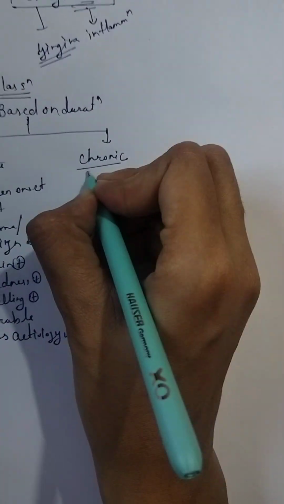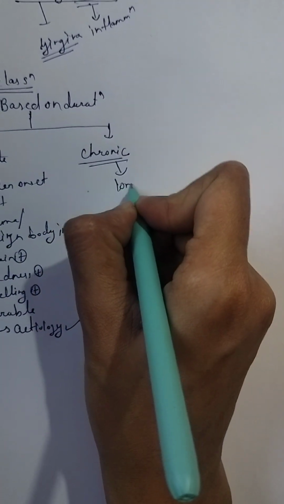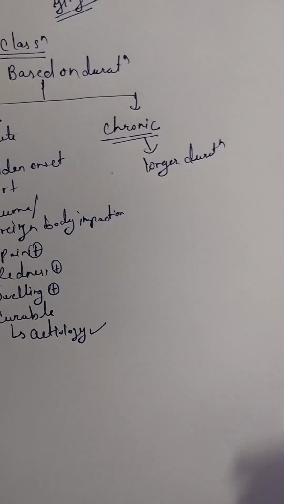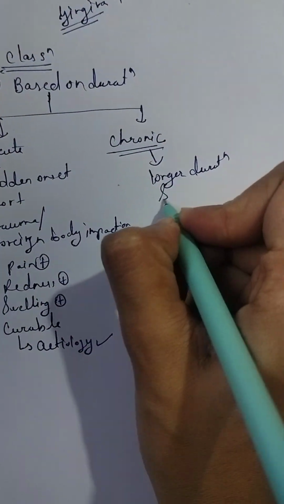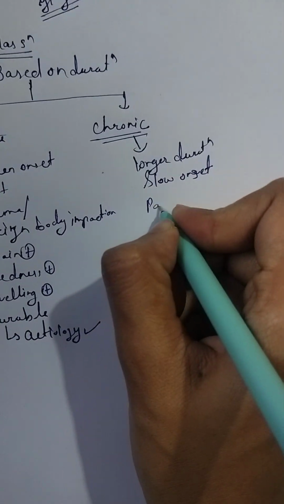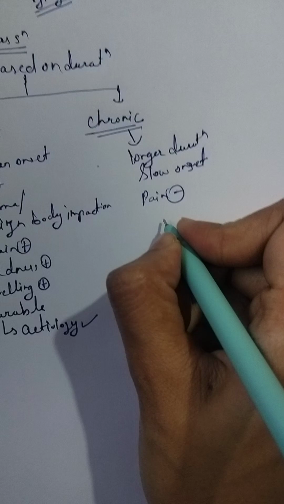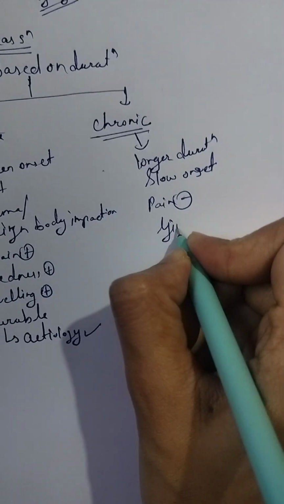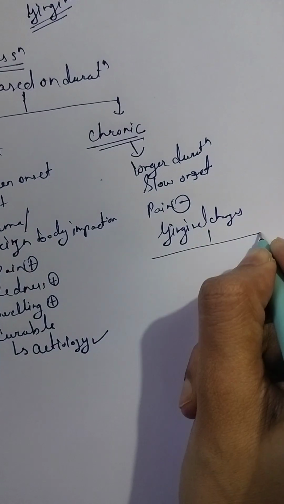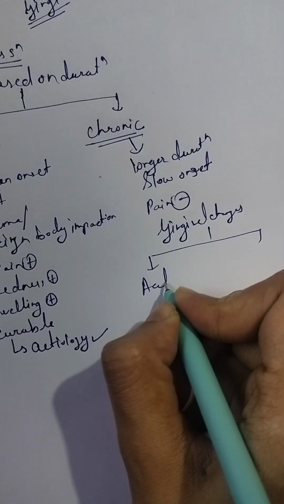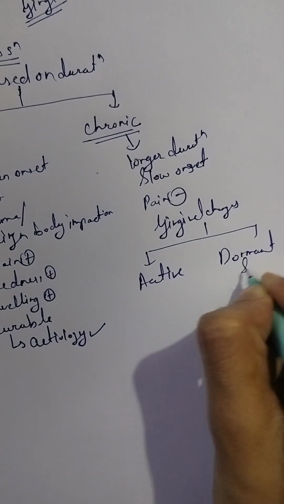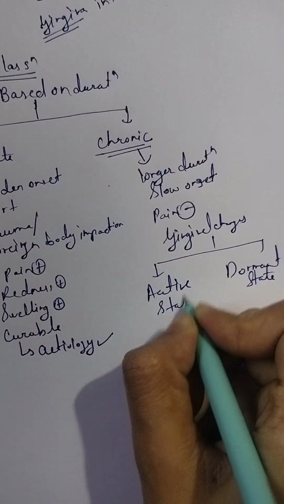Then what is the chronic? Chronic is for a longer duration. Onset is slow. Pain is absent. There is a presence of gingival changes in two states, active state as well as dormant state.